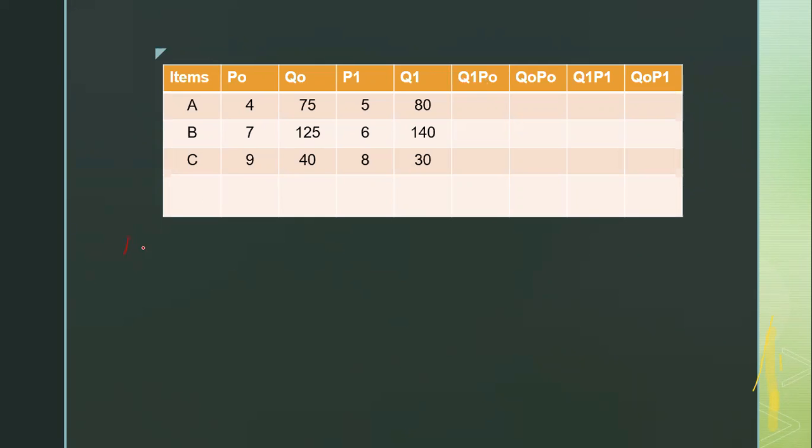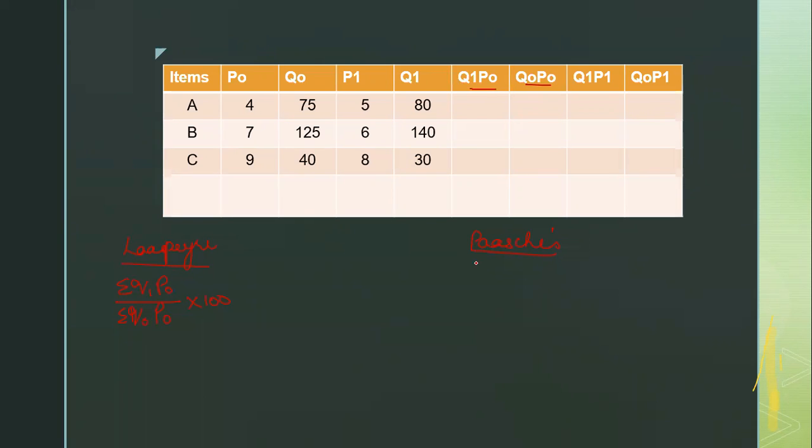I'll write the first formula, that is Laspeyres method, okay, and Paasche's method. In Laspeyres, what is the formula? Summation Q1P0 divided by summation Q0P0 into 100. So if we need summation, we need the values of Q1P0, Q0P0. So I have already written here Q1P0, Q0P0.